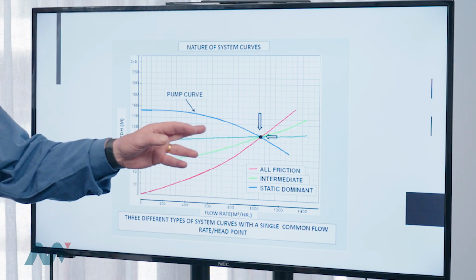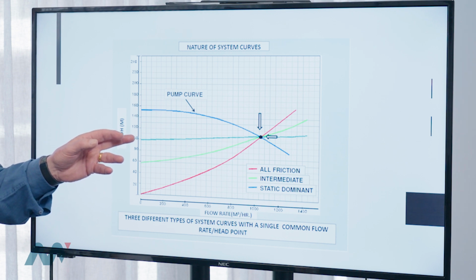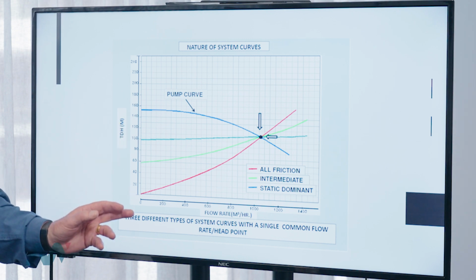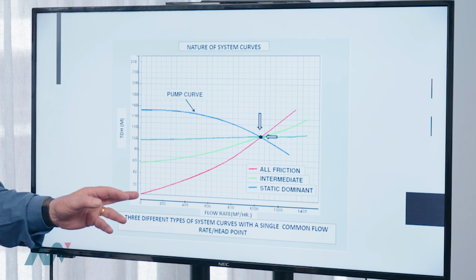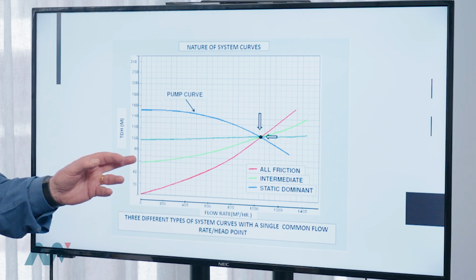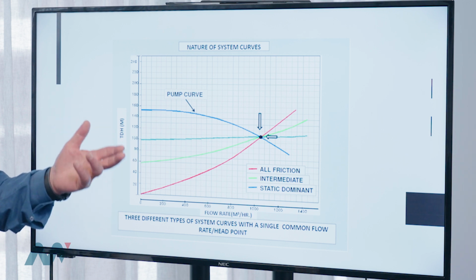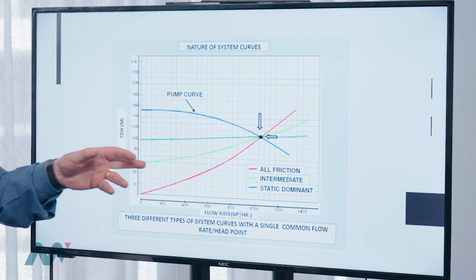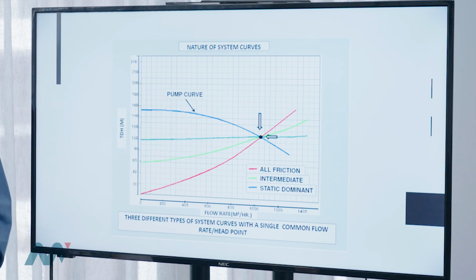This line here is showing you a system with relatively large pipes, but with a high static head. This system here is showing a recirculating system, so there is no static. And this is one in between, which you might call the normal condition for most pumping applications, where you've got a certain amount of static because it's an open loop system, and you've got a certain amount of friction loss.